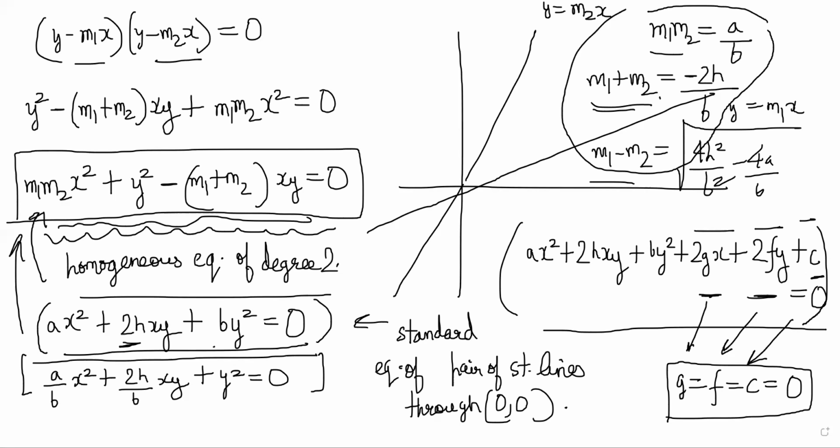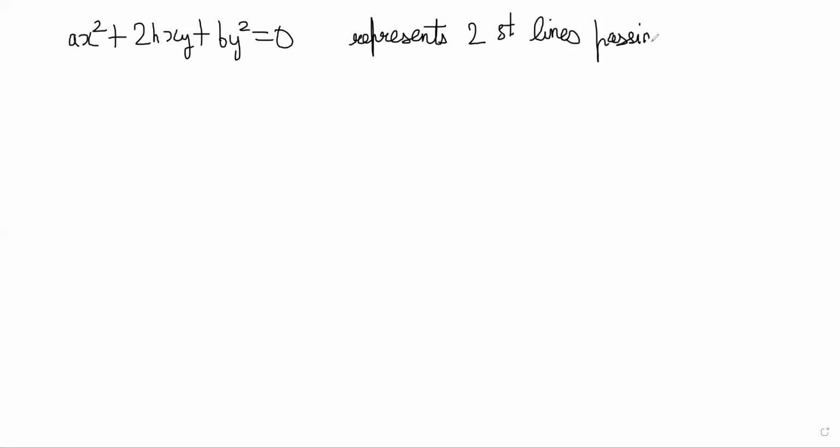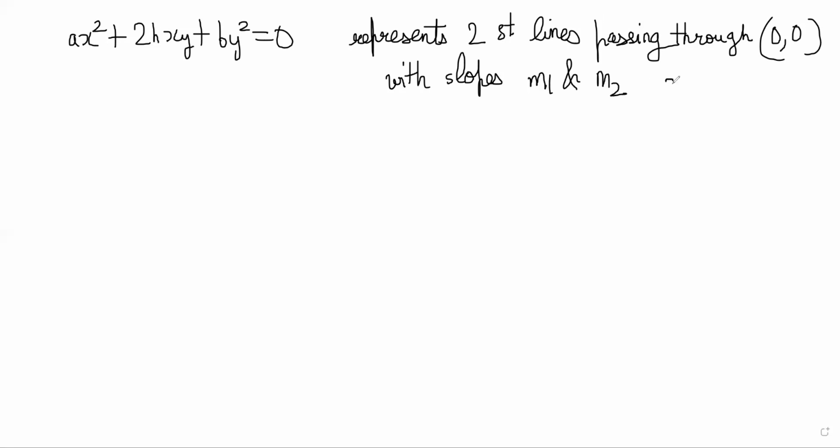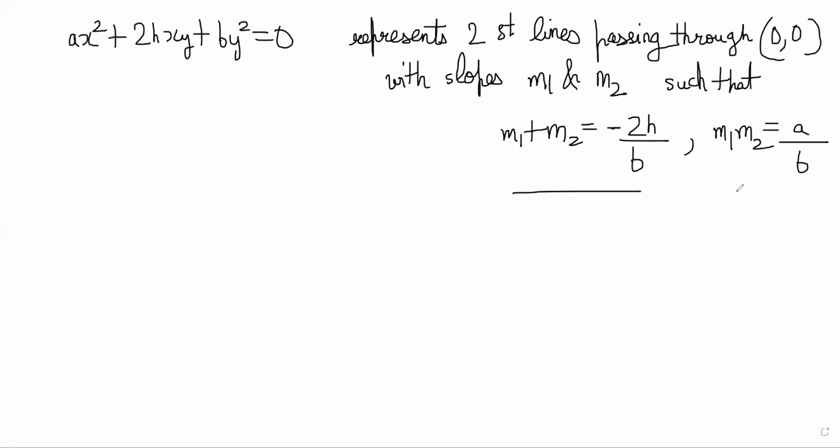So what we are seeing here is that our equation ax² + 2hxy + by² = 0 represents two straight lines passing through 0 comma 0 with slopes m1 and m2 such that m1 + m2 = -2h/b and m1 m2 = a/b. You should write this down, this is quite important.